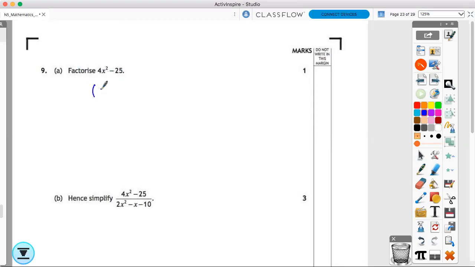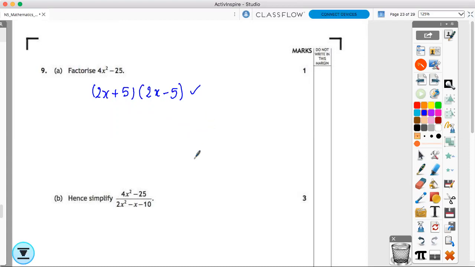This is 2x plus 5 times 2x minus 5, to get that 1 mark. That's why it's only 1 mark. So it should come very quickly. If you find yourself waiting too long and you still can't get it, then there's a problem.